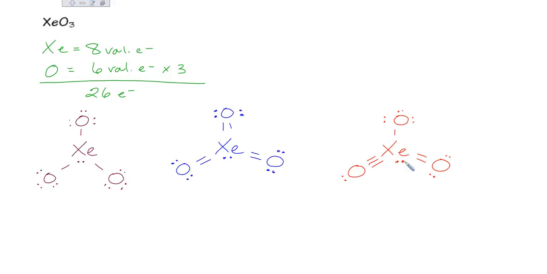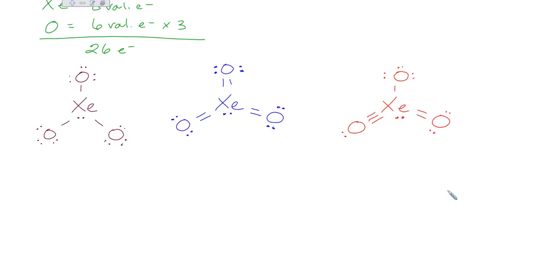Oxygen can only have an octet. Xenon can take more. And in each case, I use 26 electrons. So now we would do formal charge to see which of these structures that I drew would maybe be most stable. I don't know if any of these are stable because, again, there are tons of different ways you could draw this thing. So let's see what we got.